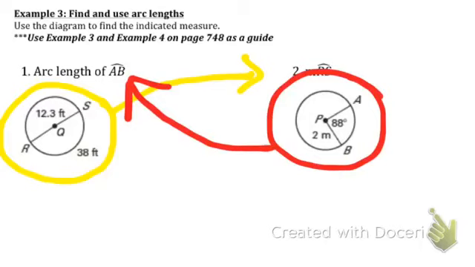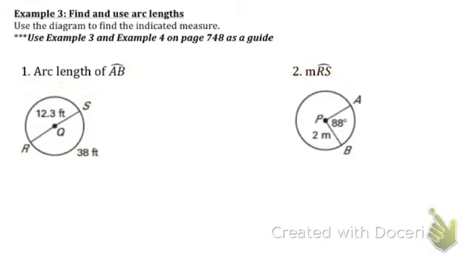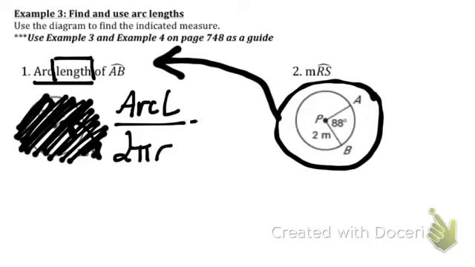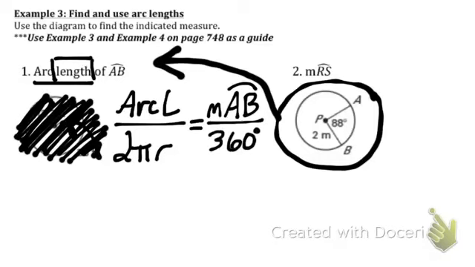So in this example, we have to find and use arc length. We have to use the diagram to find the indicated measure. For number 1, if we have to find the arc length of AB, first of all, pay attention to the diagram on the right. We need to find the arc length. So I'm going to write down my proportion: arc length, which is part of the circle, over the circumference 2 pi r, equals the measurement of AB, which is the arc measure, over 360.